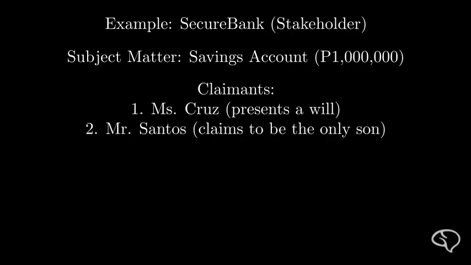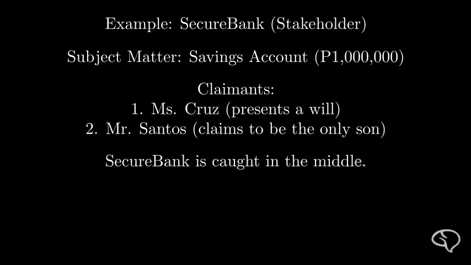Secure Bank is in a bind. If they give the money to Ms. Cruz, Mr. Santos could sue them. If they give it to Mr. Santos, Ms. Cruz could sue them. They don't know who the rightful owner is. They are caught in the middle. This is a perfect scenario for interpleader.